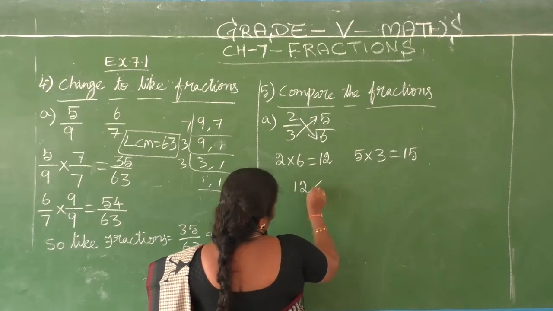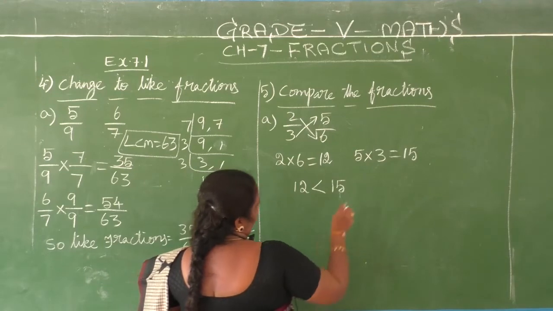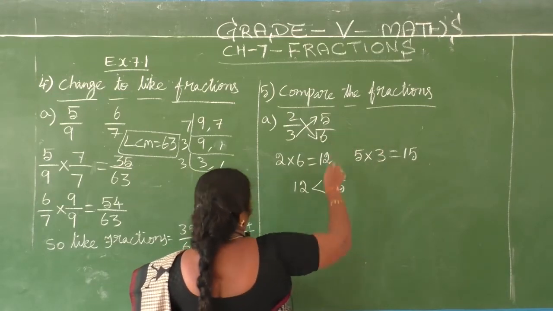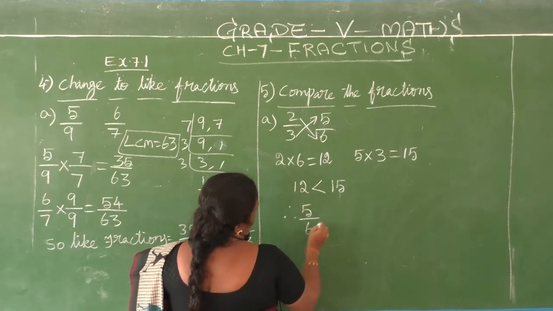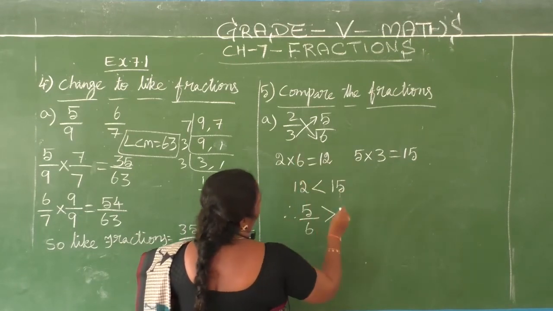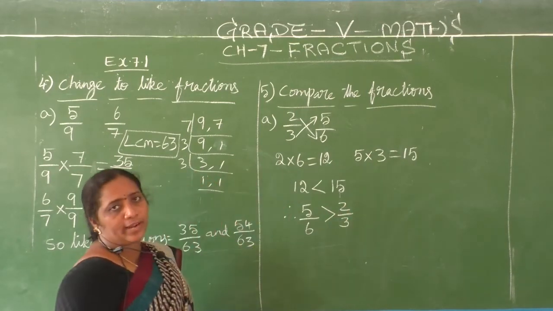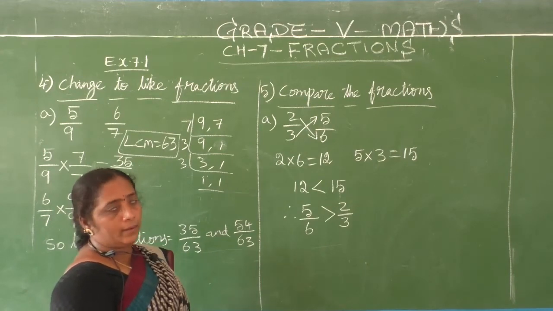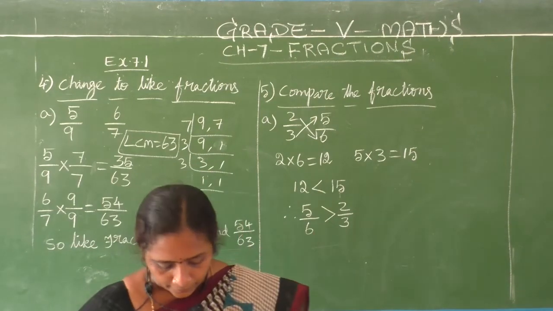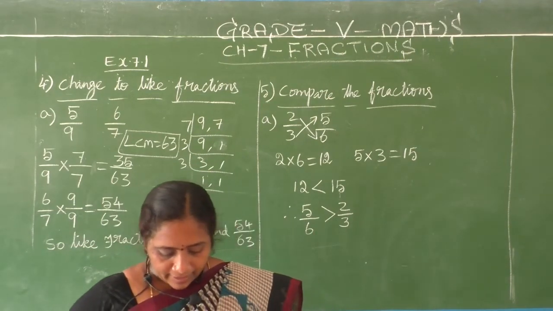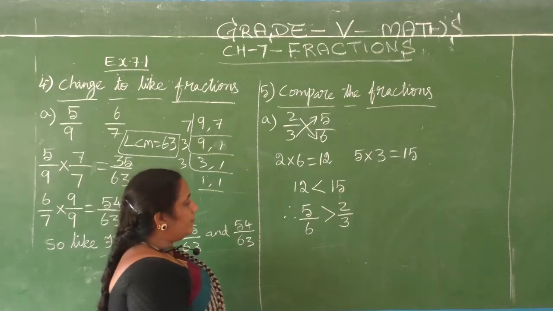12 is less than 15. That means 15 is the greater one. 15 is this one. So therefore 5 by 6 is greater than 2 by 3. Okay. Now we compared both fractions. Right ma? 5 by 6 is greater than 2 by 3. Likewise in the same Roman, see the E sum, they gave a mixed fraction.